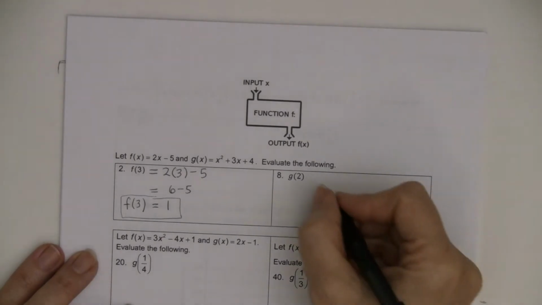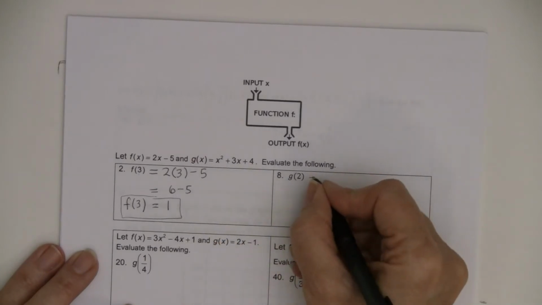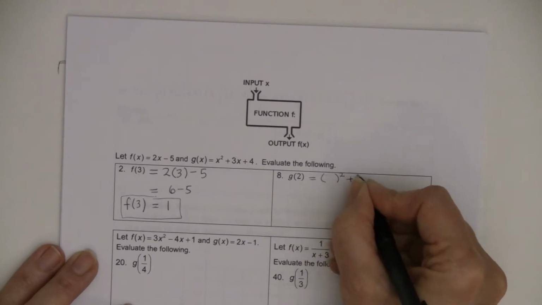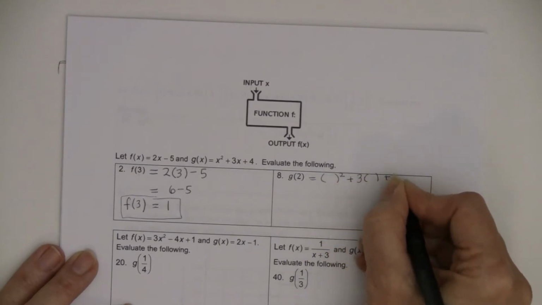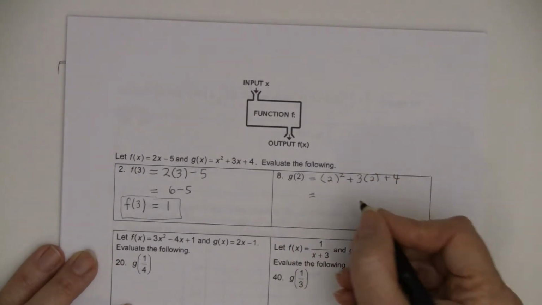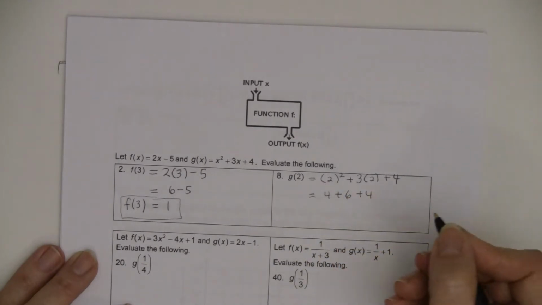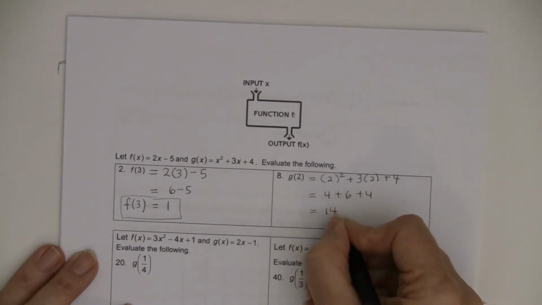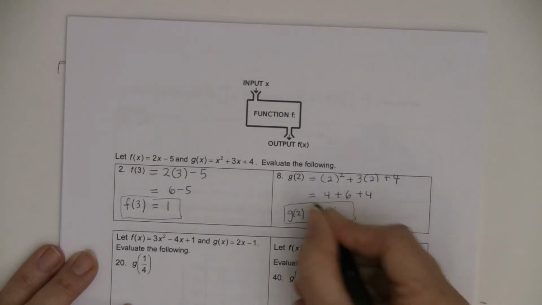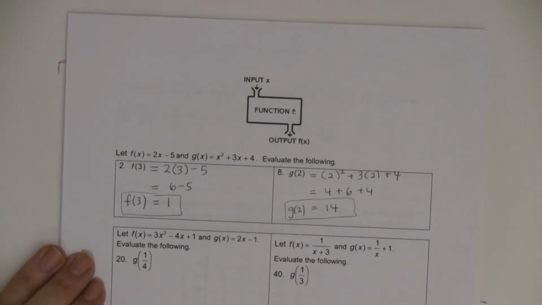g at 2. Well, the g function squares, then adds 3 times it, and then adds 4. So this would be the parentheses squared, plus 3 times the parentheses, plus 4, and we're plugging in 2. Then we do the arithmetic: 4 plus 6 plus 4 is 14. So the whole thing would be g at 2 equals 14, but in the back of the book, they're just going to put 14 since they asked you what it was.